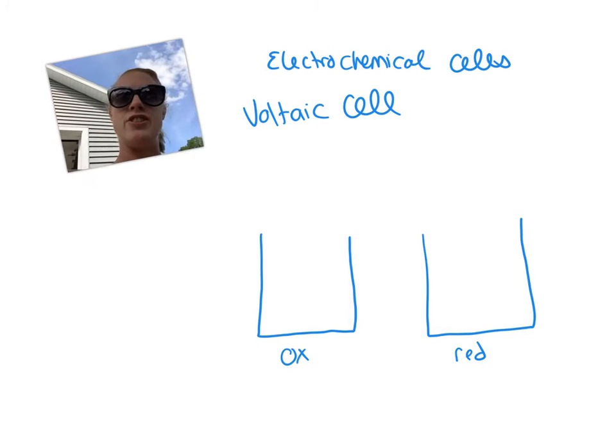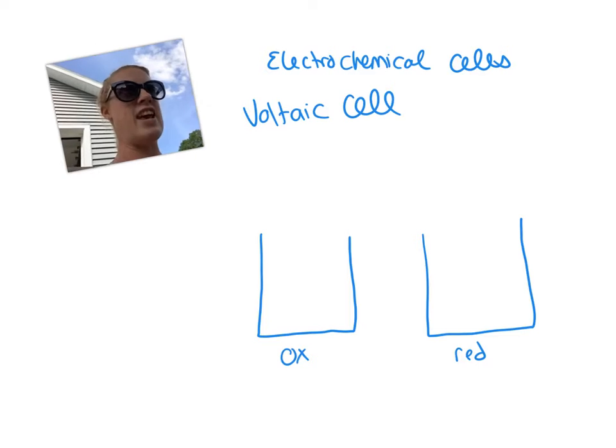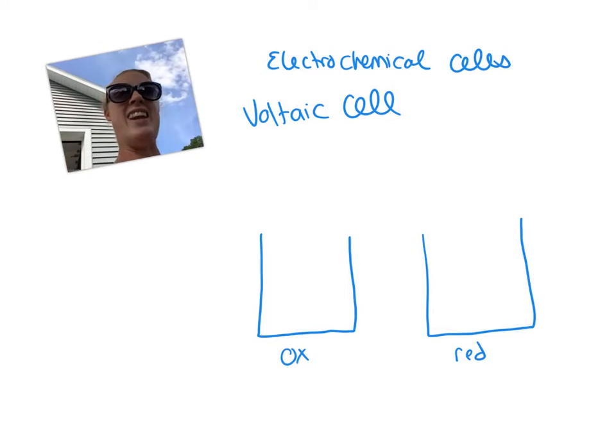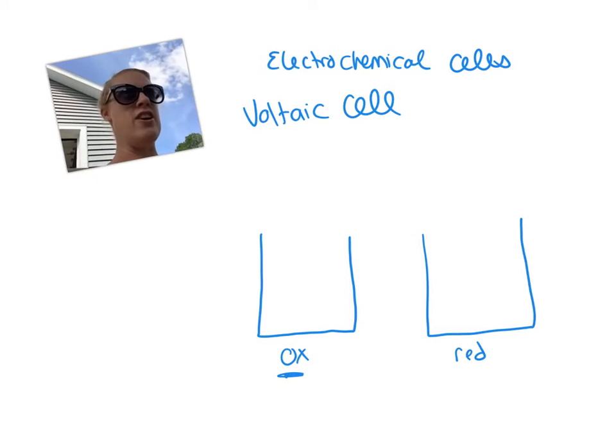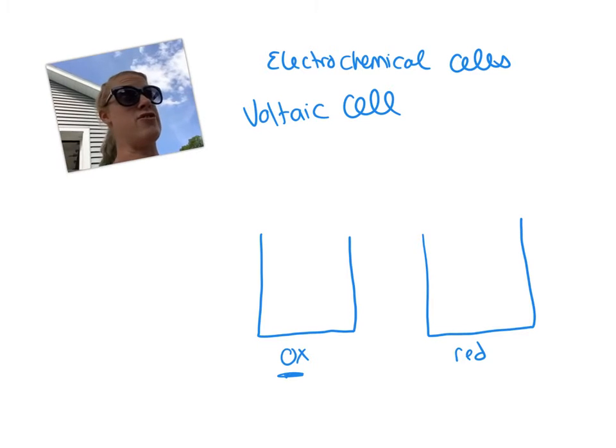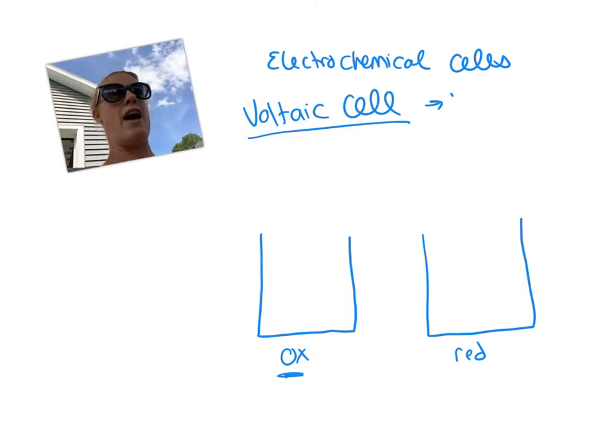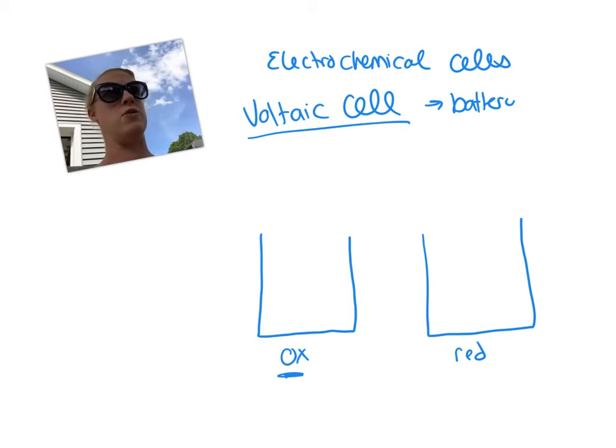Now remember, oxidation is loss of electrons, reduction is gain of electrons. So if I connect these two containers, I can actually get the electrons that are lost in this oxidation container to transfer to the electrons that are gained in the reduction container, okay? And when I have electrons moving, I have moving charged particles. That means I can conduct electricity. So this voltaic cell is essentially a battery, which is really cool, okay?